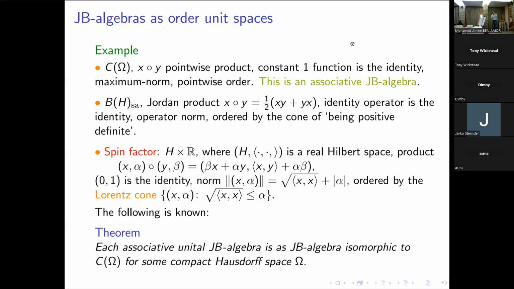Well, so here we stated that if you take the continuous functions, then it's even an associative JB algebra. And it turns out that every associative JB algebra with a unit is C(Ω) for some compact Hausdorff space, so that characterizes them. So a JB algebra that is associative gives such a space of continuous functions.